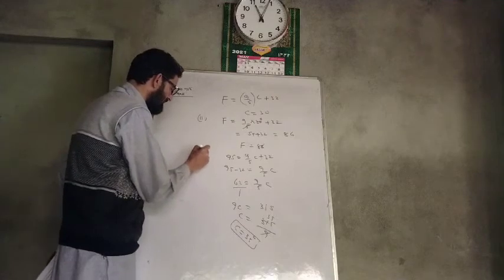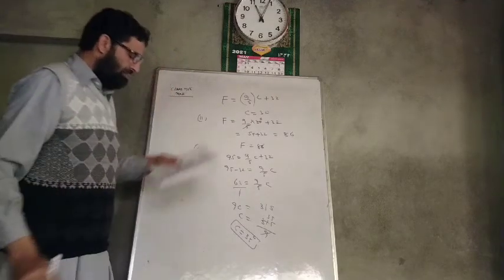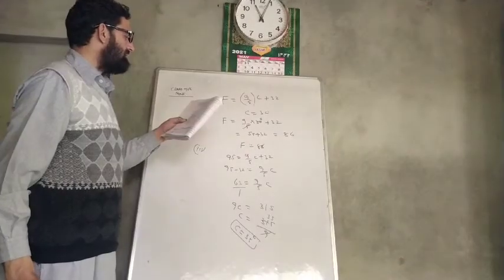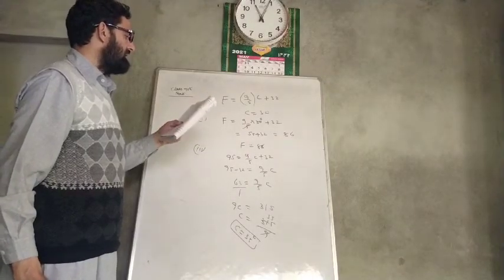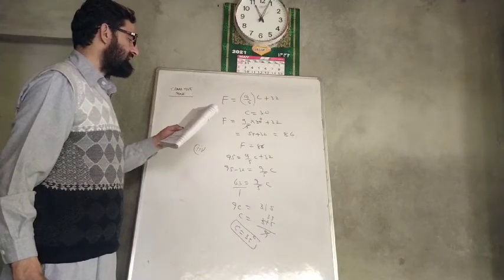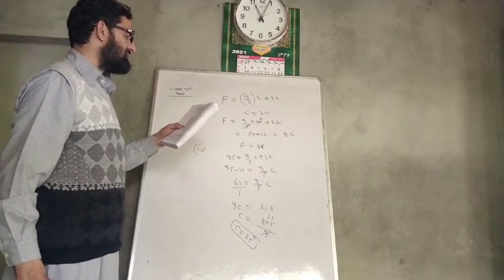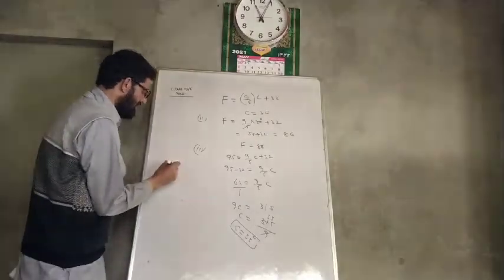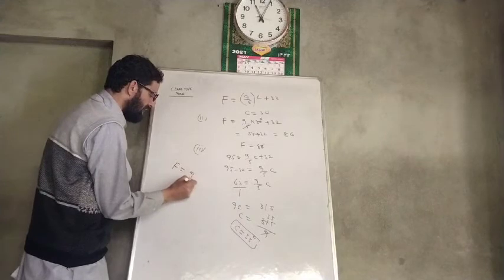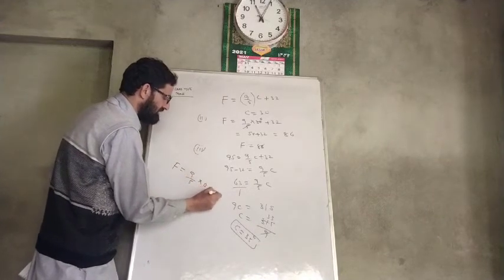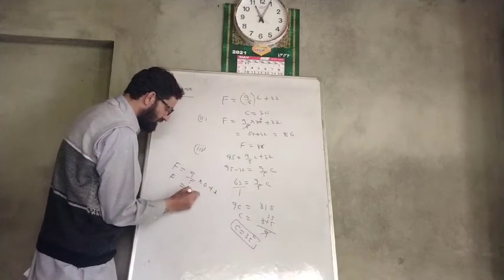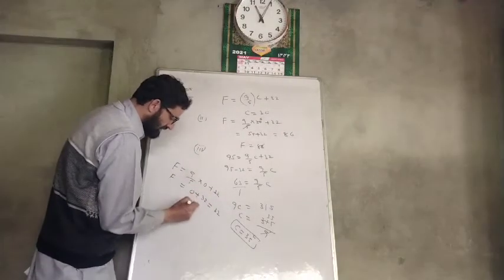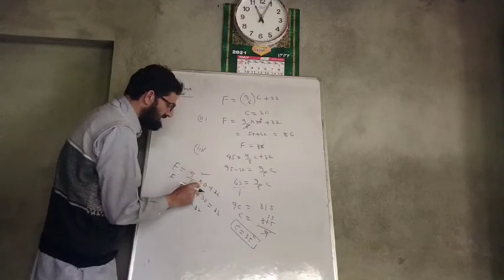So this was part number 3. Now part number 4 is: if the temperature is 0 degrees centigrade, what is the temperature in Fahrenheit? When we give 0, we have already calculated it in the graph. So F will be equal to 9 by 5 into C, where C is 0, plus 32. So F is equal to 0 plus 32, that is 32. So F is 32 when the temperature in centigrade is 0.